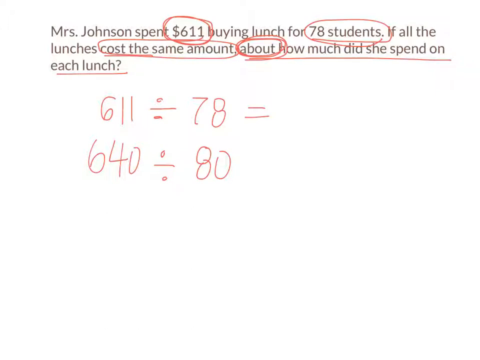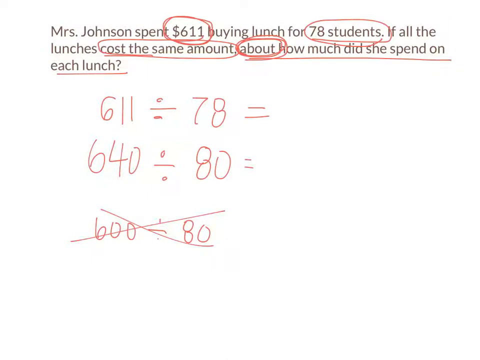Do you see how would we have ever picked 640? We would have picked 600, right? But is 600 close to 8, or is it related to 80 by math facts? No. So will it help us estimate if we picked 600 divided by 80? No. Okay. But can we do 640 divided by 80?